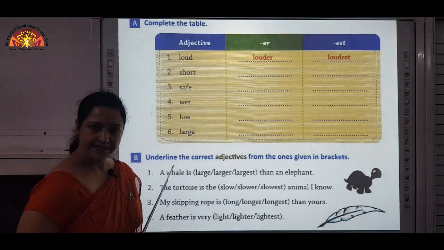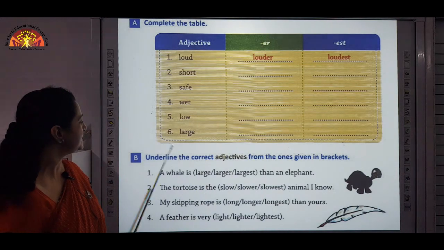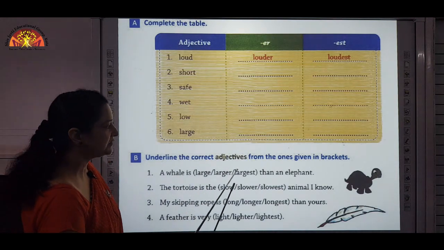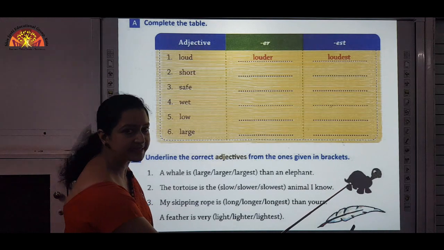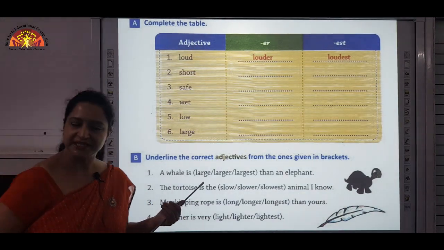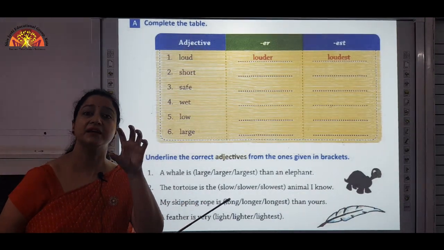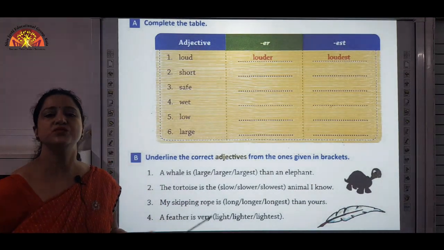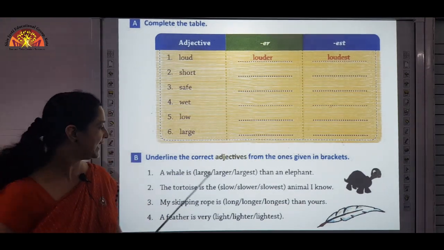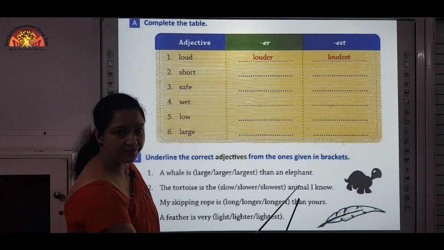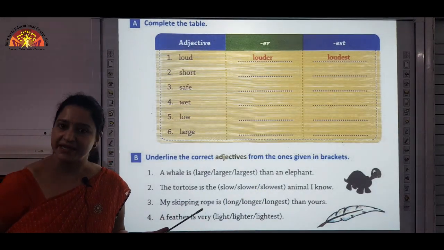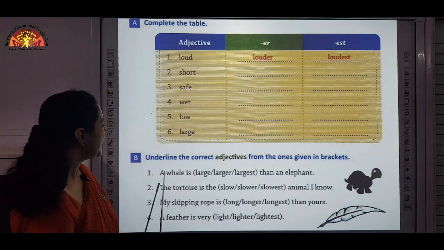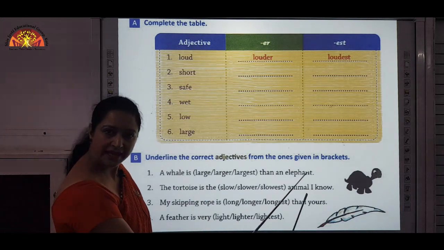Now come to exercise B. Now what you have to do in this, underline the correct adjectives from the ones given in brackets. Here in every sentence, 2 adjectives are given and you have to select the correct adjective to complete the sentence. Number 1, a whale is dash than an elephant. Now in this sentence we are comparing 2 animals. We are comparing whale with elephant. So we have to use comparative degree of comparison. A whale is larger than an elephant.